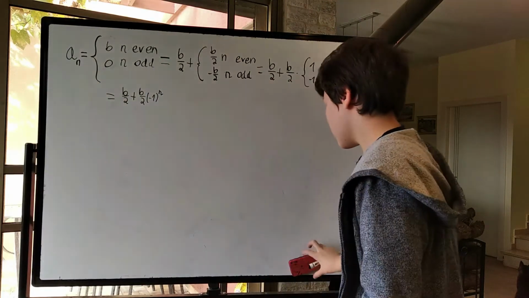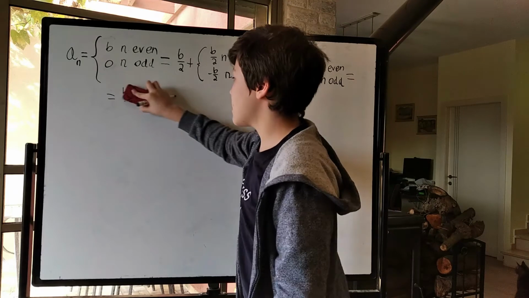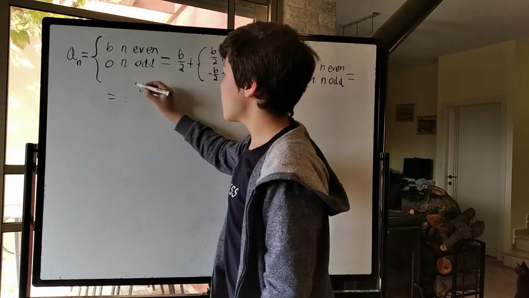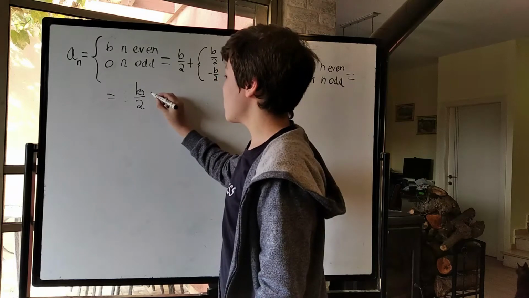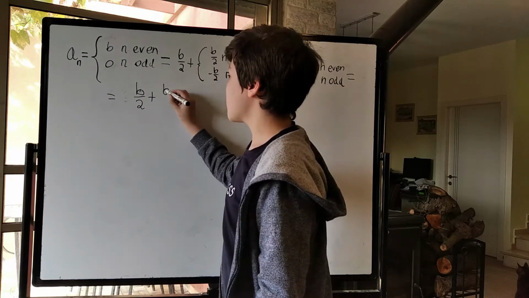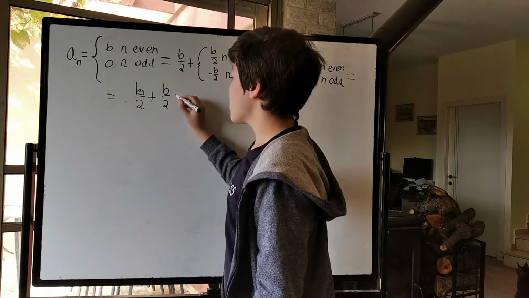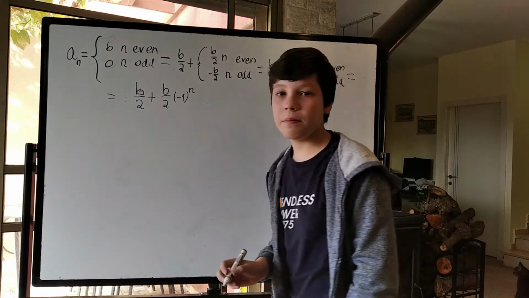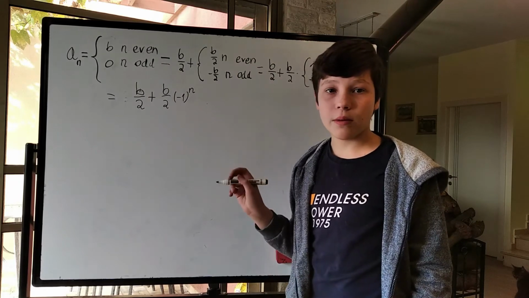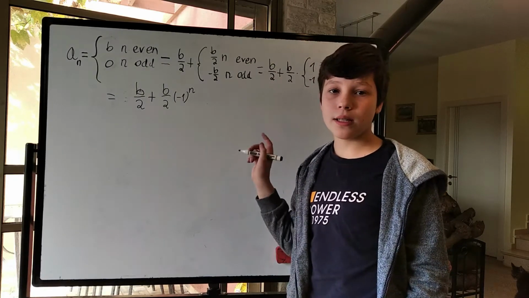It's just equal to this. Let me write this bigger. b over 2 plus b over 2 times negative 1 to the n. Alright, that was the first thing we need to establish. Now let's go on to the second thing.